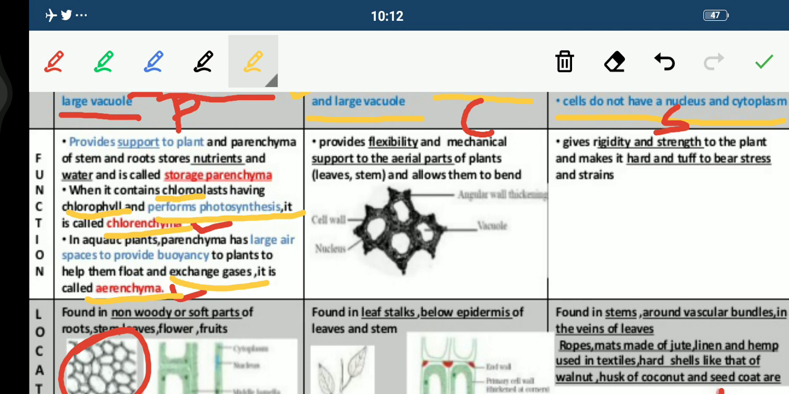Fine, they float like airy. Fine, they have a lot of air spaces. That is why aerenchyma. I hope I am clear, students. Next we have is the collenchyma. So the function of collenchyma is that it provides flexibility. Fine, it provides flexibility, the flexible thing, and mechanical support to which part? To aerial parts of plant.